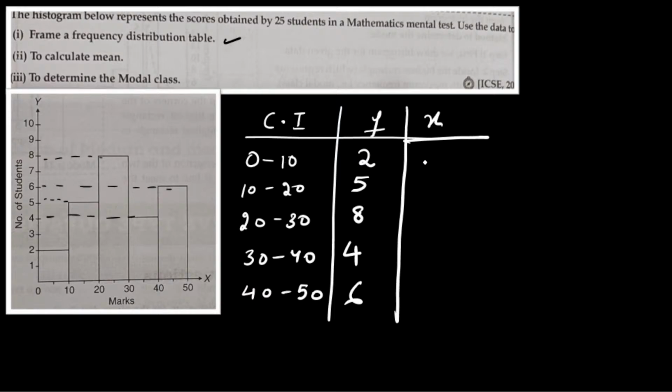So 0 plus 10 is 10. 10 divided by 2 is 5. 10 plus 20 is 30. 30 divided by 2 is 15. 20 plus 30 is 50. 50 divided by 2 is 25. 30 plus 40 is 70. 70 divided by 2 is 35.